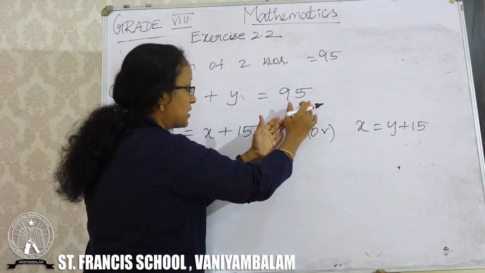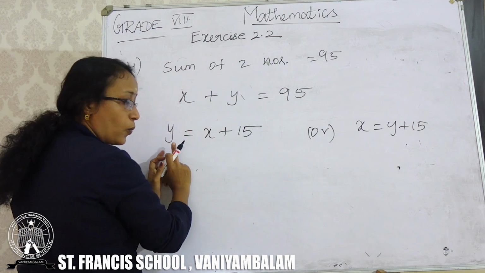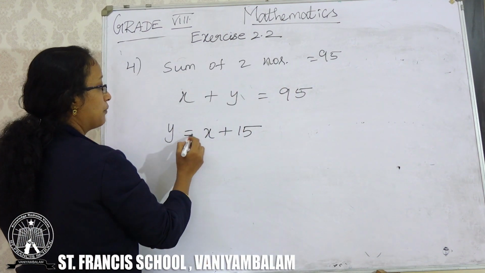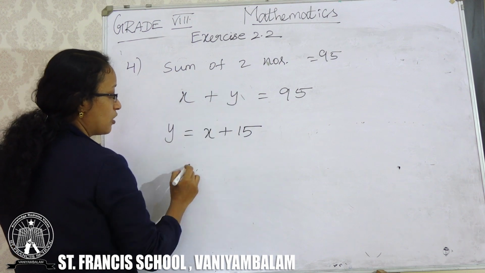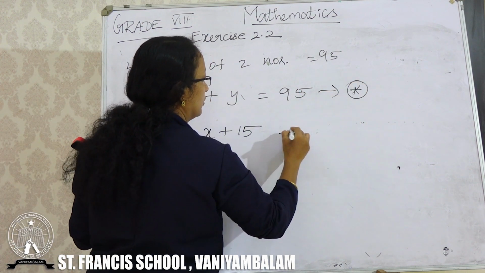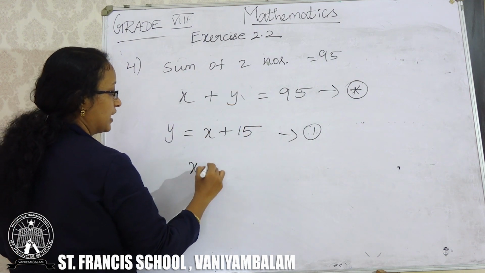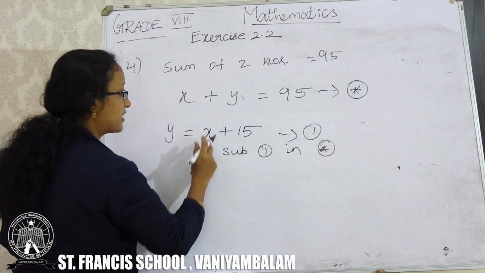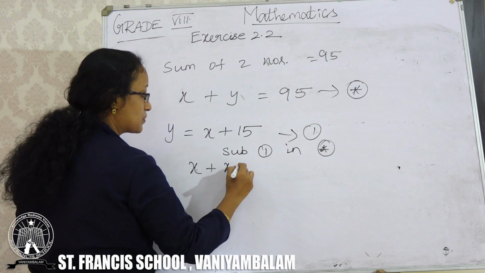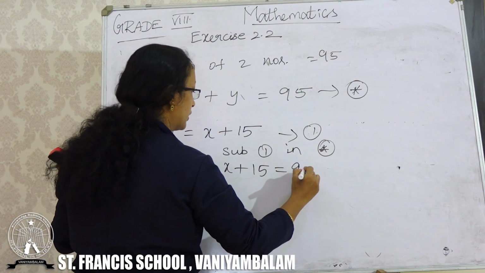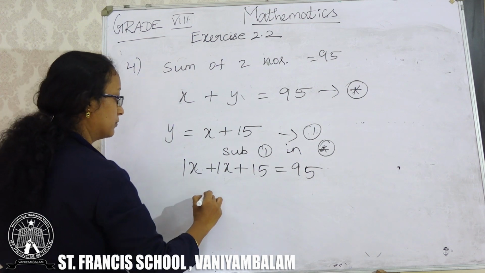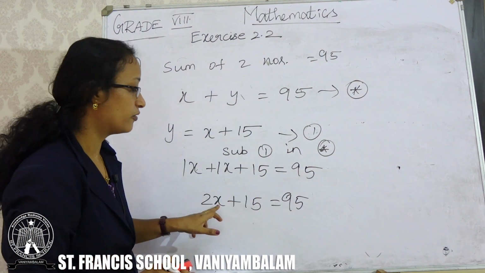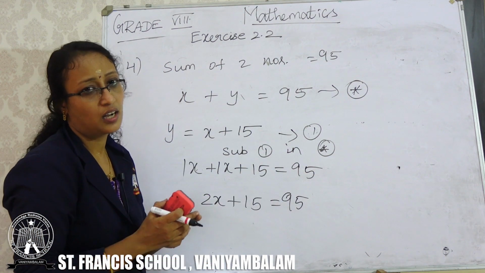So it is given the sum of two numbers is 95 and one exceeds the other by 15. I took y is x plus 15. I am going to substitute this value in place of y in star. So x, write it as it is. In place of y, you can substitute this y value. Coefficient of x is 1. So you got the equation? Yes. Your unknown variable is x. Find the solution for this unknown variable.